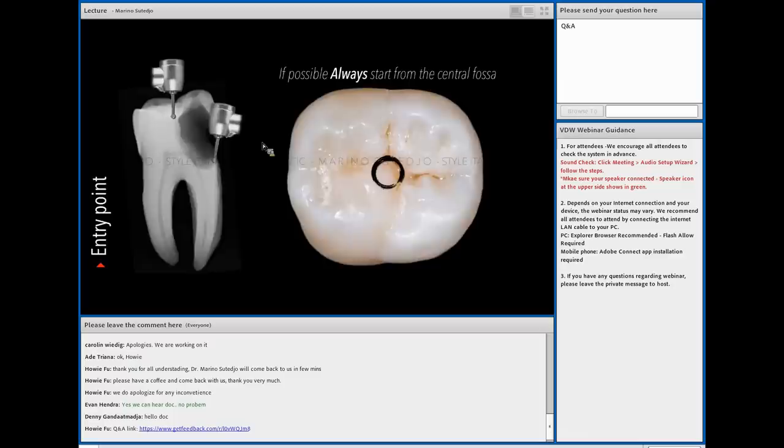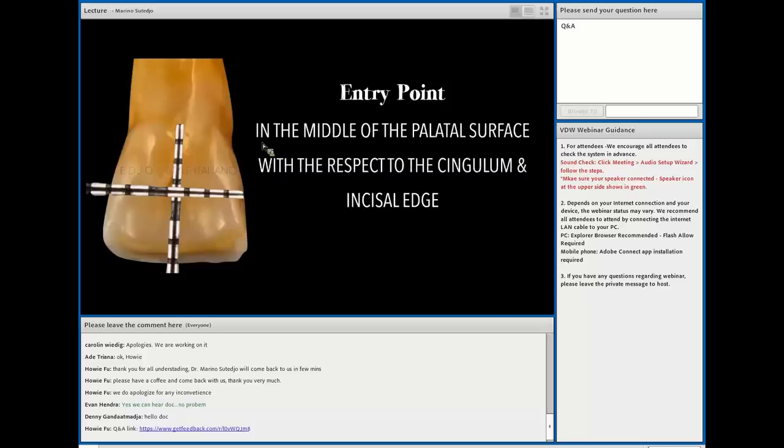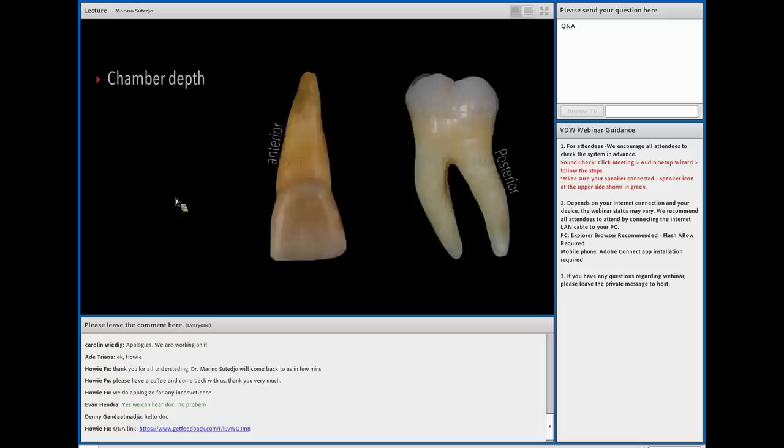And second, how about the entry point? If possible, in any case, if you can see the central fossa, I always say start from the central fossa. But of course, there are sometimes conditions where we cannot do that, because maybe the caries was so huge that the central fossa has been destroyed. But as long as you can see the central fossa, always try to start from it. How about the anterior teeth? In the anterior teeth, try to start in the middle of the palatal surface, and don't forget to respect the cingulum and the incisal edge.